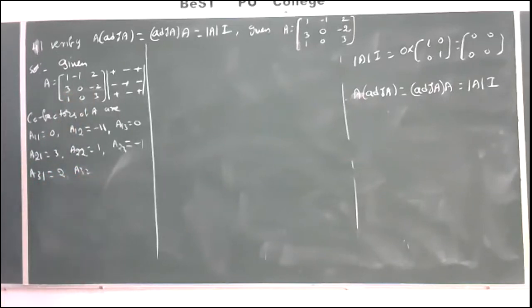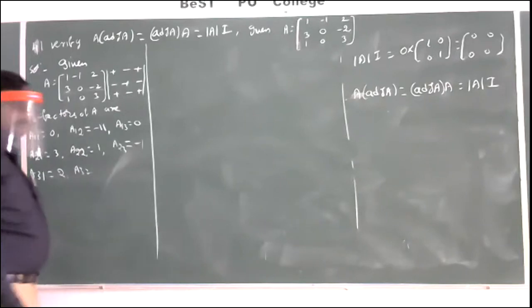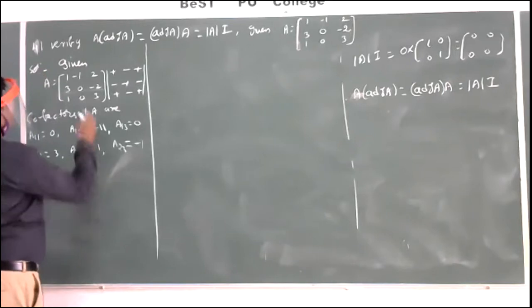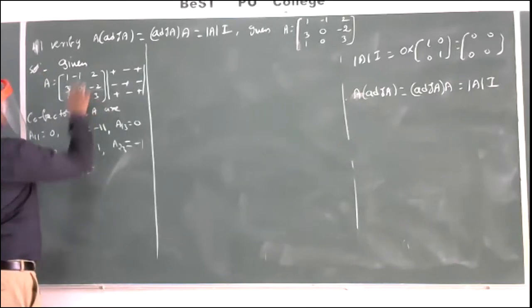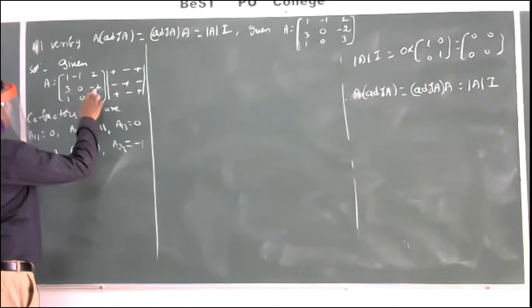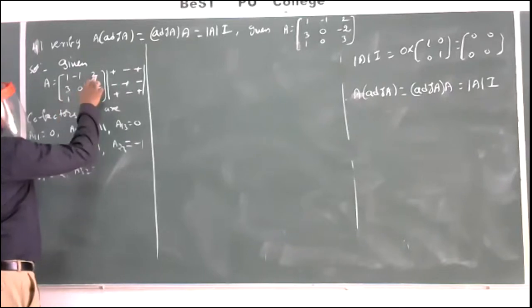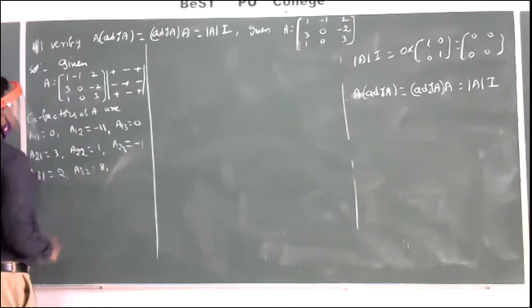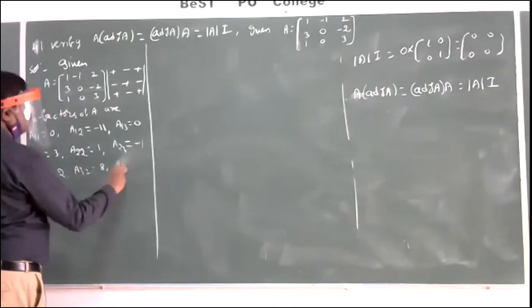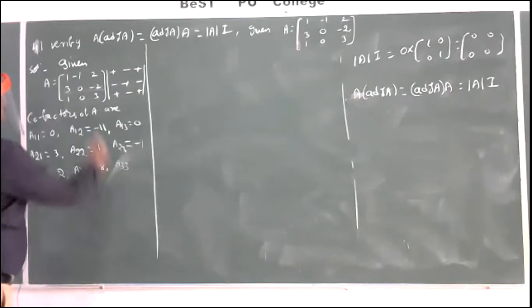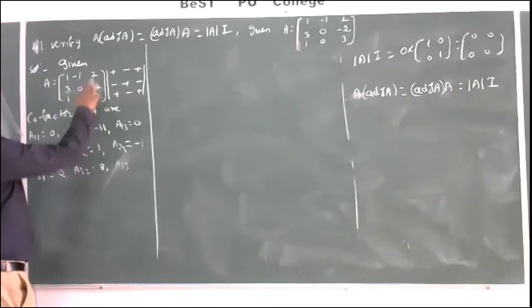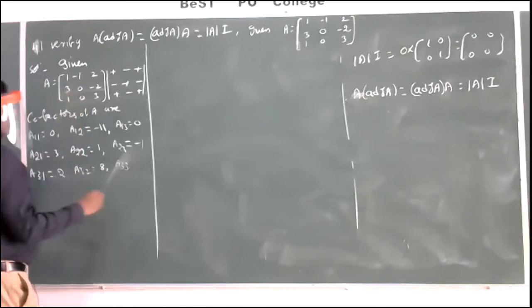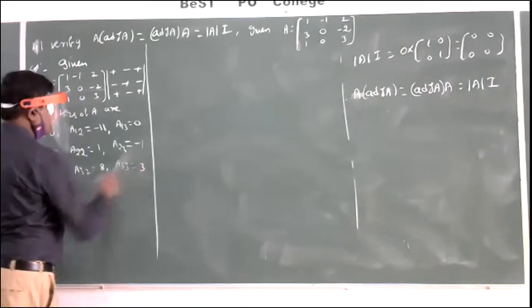A32, minus, here left the third row and second column, 1 into minus 2, minus 2, 3 into 2, 6, minus 8, already minus is there, plus 8. Next, A33, left third row and third column, 0, 0, minus 3, minus of minus 3, plus 3.